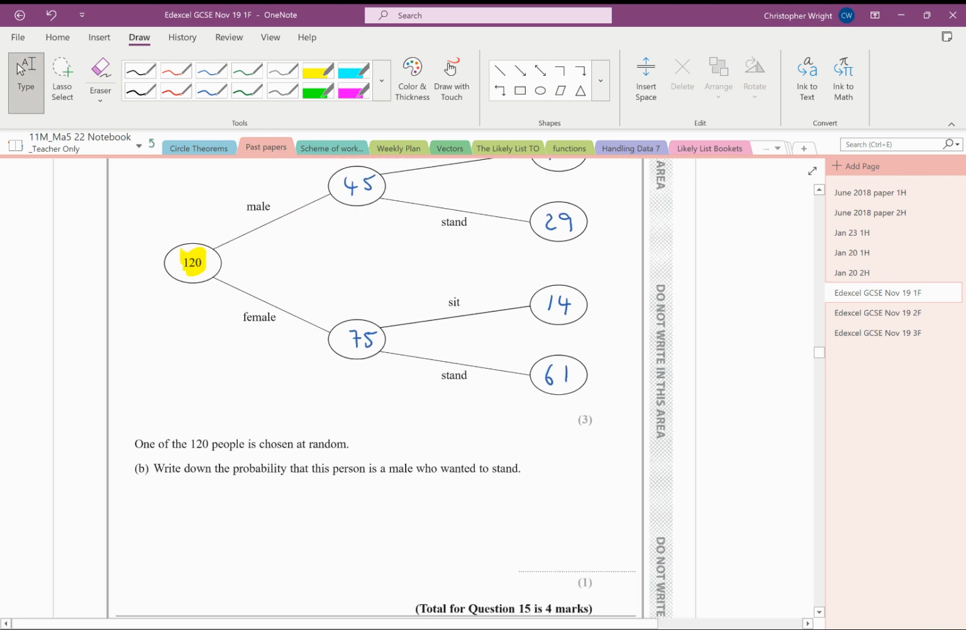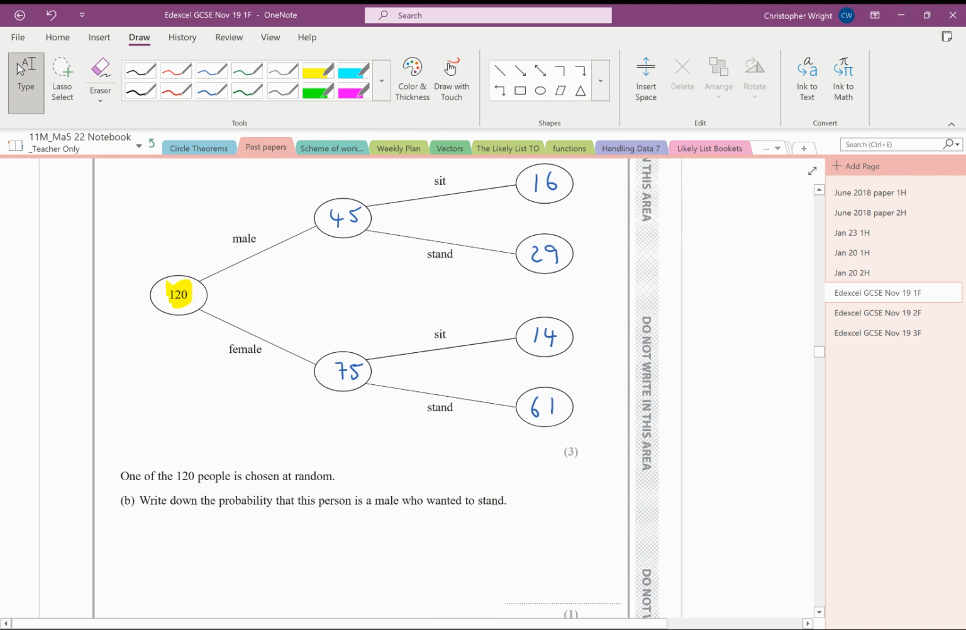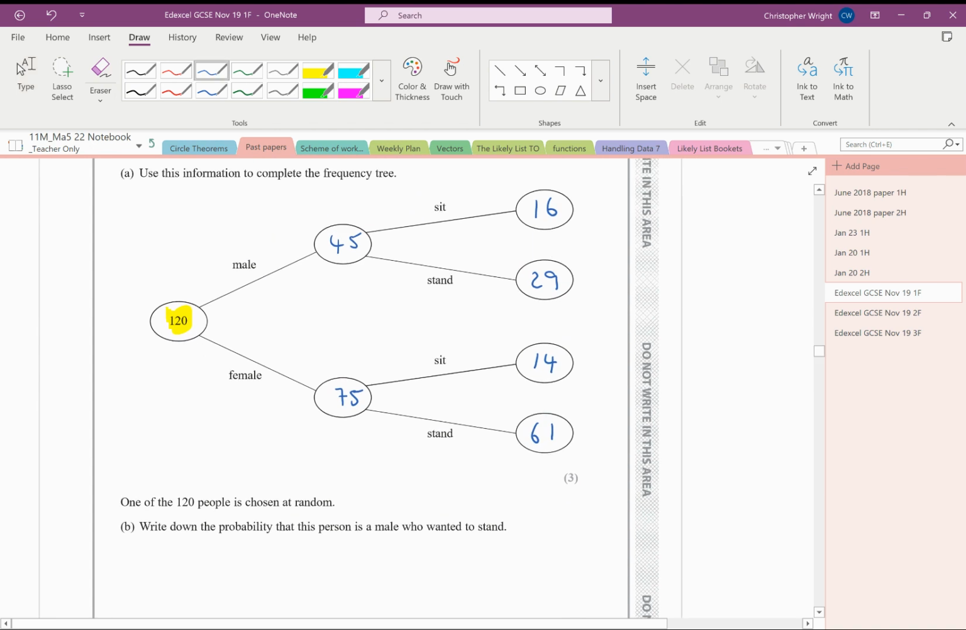One of the 120 people is chosen at random. Okay, well, here they all are. Here are the 120 people. Some of them are men who want to sit. Some of them are men who want to stand. Some of them are females who want to sit. And some of them are females who want to stand.